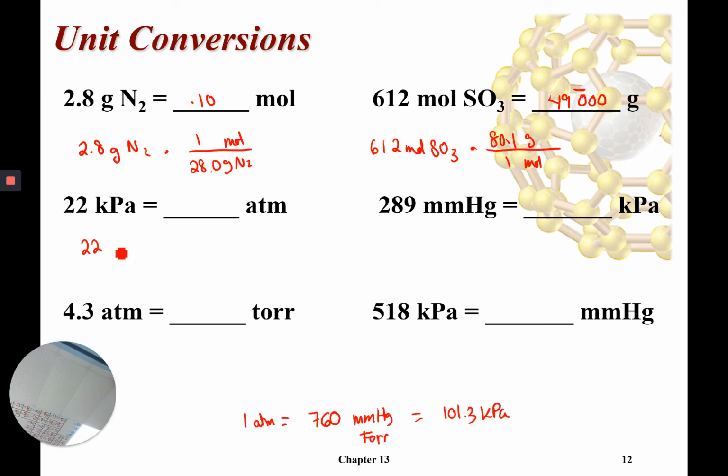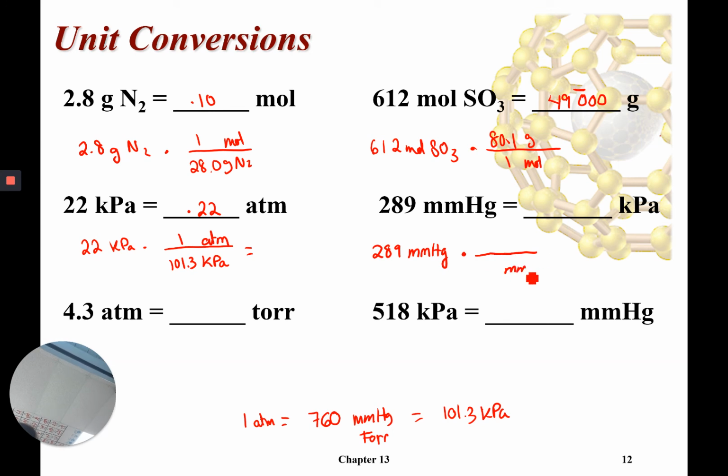So we have 22 kPa. We'll do a conversion factor. On the bottom, we'll put the same units so they cancel. On top, we'll put the units we want, so atm. So according to this, 1 atm is equivalent to 101.3 kPa. We get 0.22 atm.